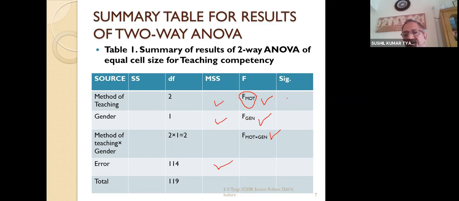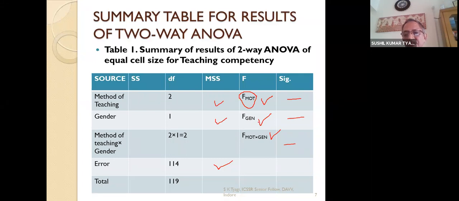And these will be interpreted as usual through significance values. There will be 3 significance values. If these significance values are greater than alpha level, then they are not significant. And if they are less than alpha level, they are significant. Now, if FMOT is significant, then it is to be followed up, because there are 3 groups. There are differences among 3 groups. Now, where are the differences? We have to find out by applying either planned contrast, or post hoc test.